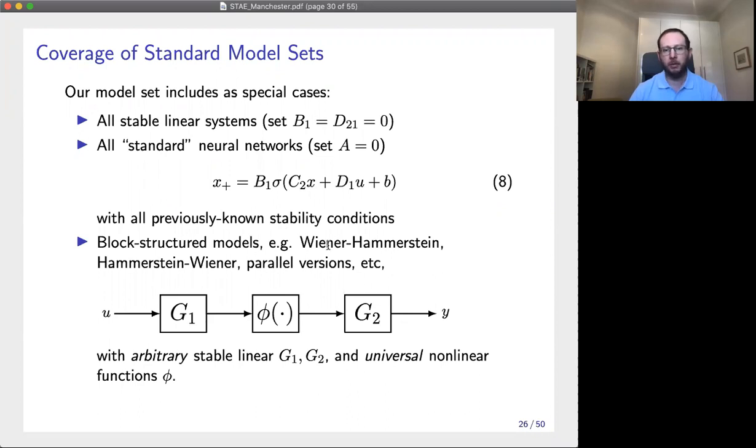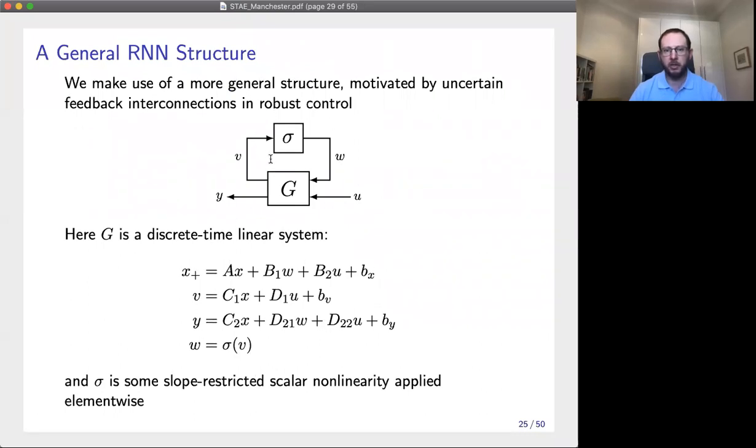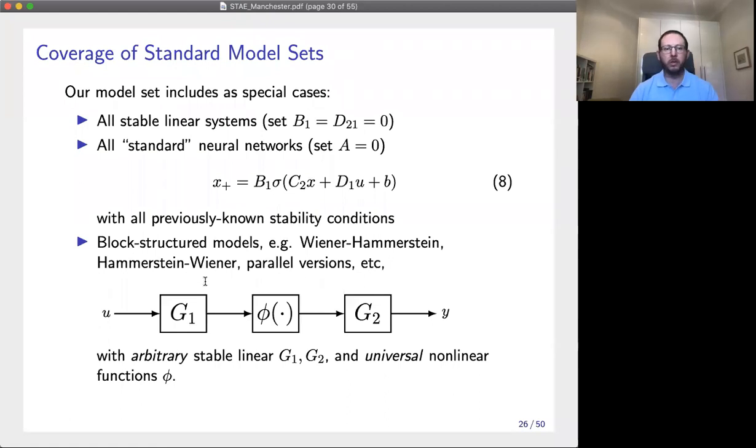But actually, if we're a little bit more clever in how we set up the structures of these matrices, we can use this representation to represent all commonly used block structured models. So Wiener-Hammerstein, Hammerstein-Wiener, parallel versions of these and so on. If you're not familiar with these, basically it's variations on a theme of compositions of linear dynamic blocks and nonlinear static blocks. So for our model structure, these linear blocks can be arbitrary stable linear systems, and using the RNN structure, we can have a universal approximator for the nonlinear block phi. So it's a very flexible model class covering many classes that have been used before.